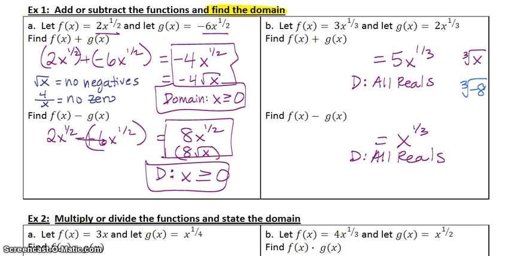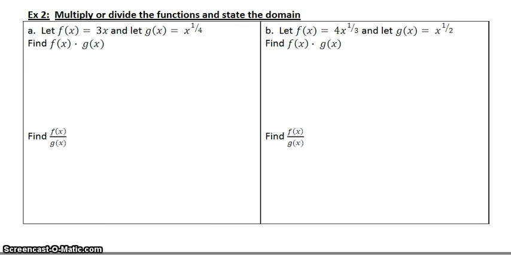In general, you'll see me talk about this a little bit, but if you have an even root, like a square root or a fourth root, you can't have negatives. If you have an odd root, like a third root or a fifth root or a seventh root, you can have negatives underneath. Moving right along, now we're going to multiply and divide the functions.